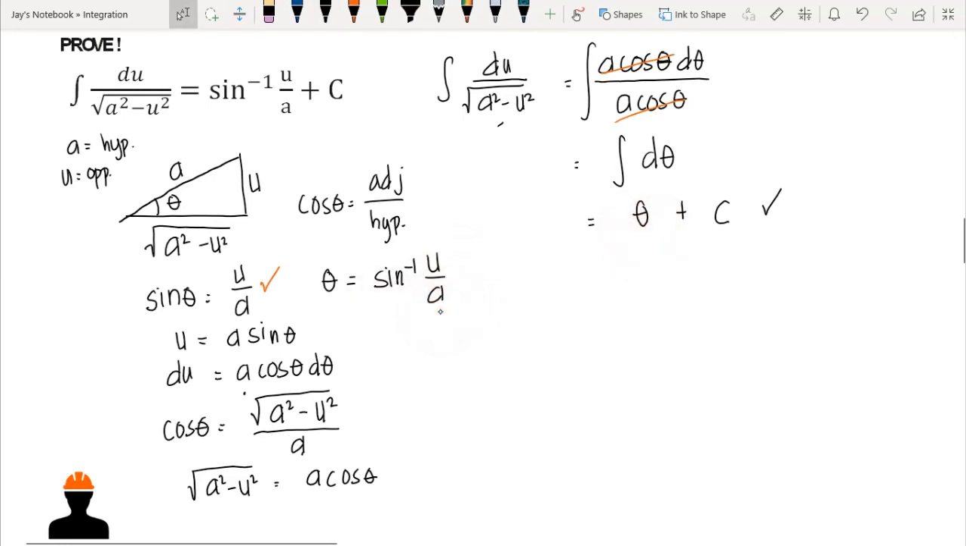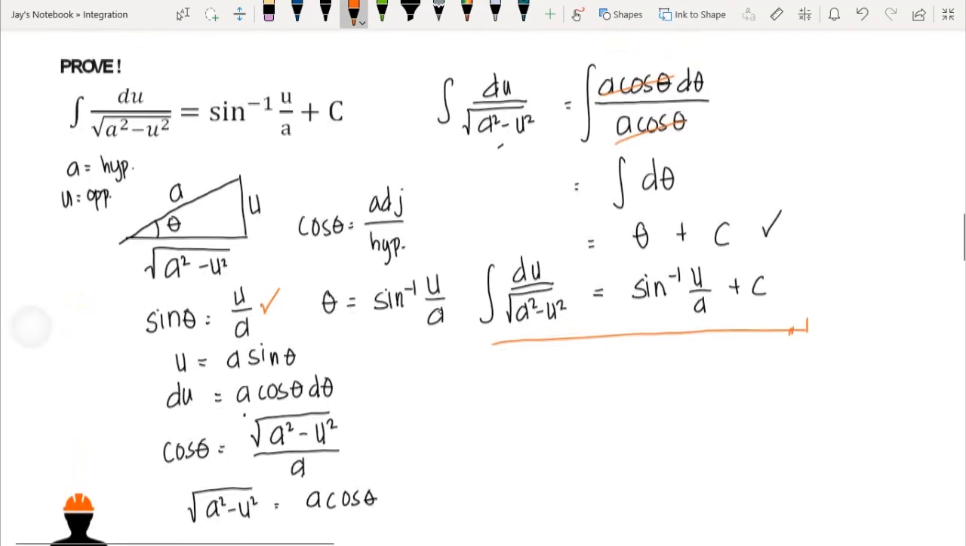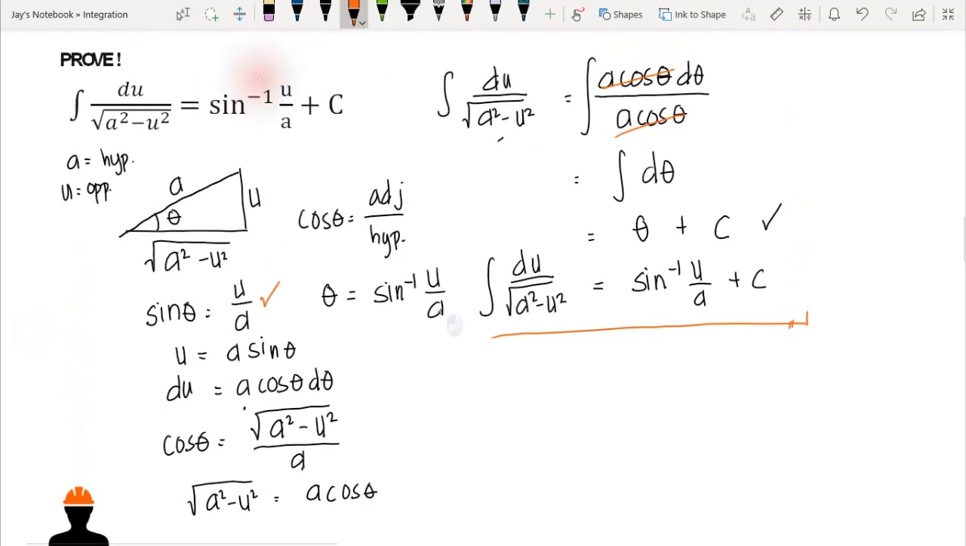So therefore, we have arcsine of u over a plus c. So therefore, this is the integration of du over square root of a squared minus u squared. Okay? So later, we will be solving problems that involve real numbers. So we have proven this rule here.